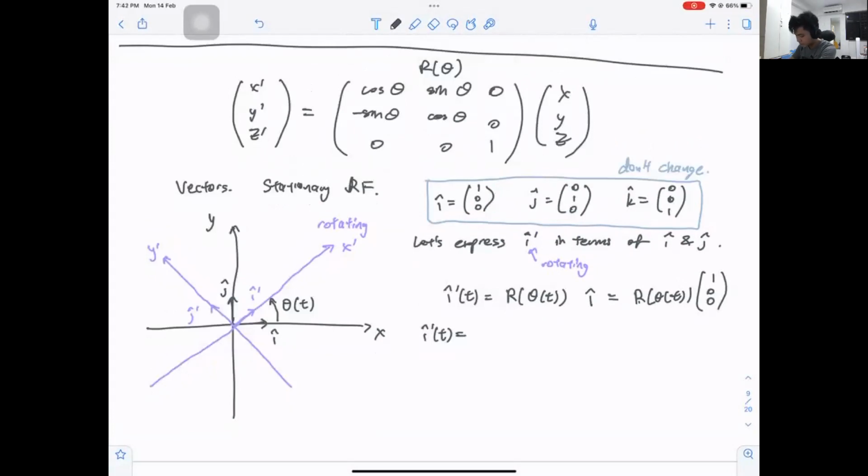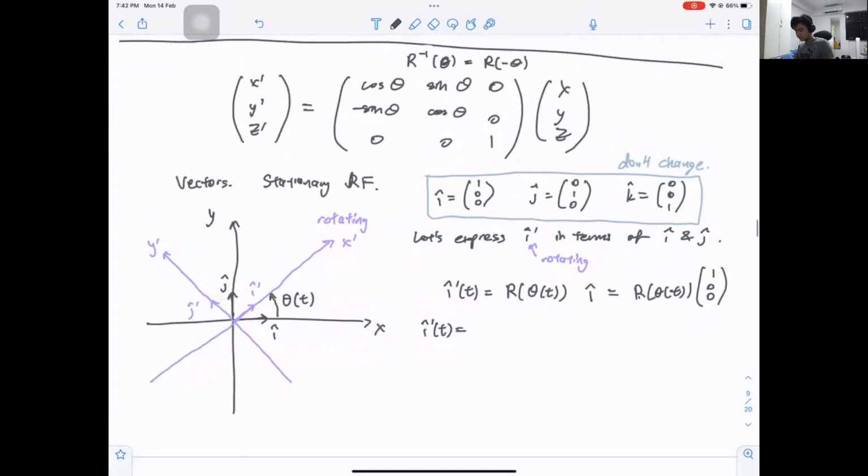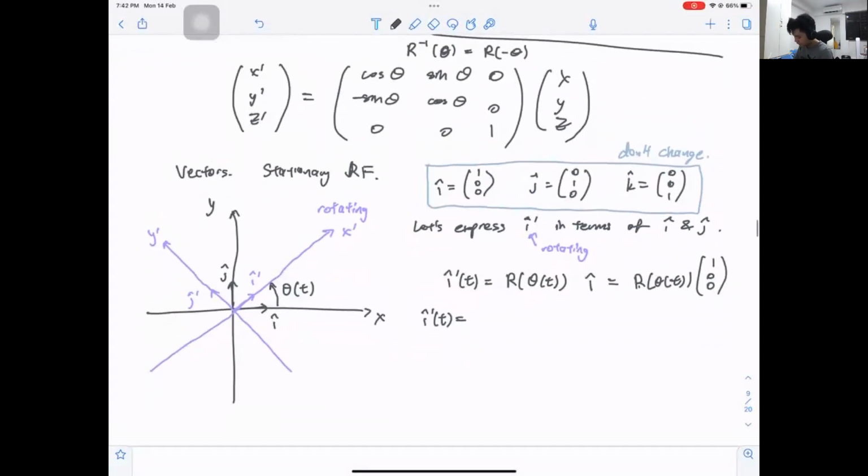Yeah, I made a tiny error over here. This is not supposed to be R of theta. This is supposed to be R inverse of theta, which equals R of minus theta. Okay, so we're back over here. So R of theta is going to be cosine theta, minus sine theta, sine theta, and cosine theta. And all of these vary with respect to time. Let's not forget that. And then this is just 1, and the rest are 0.